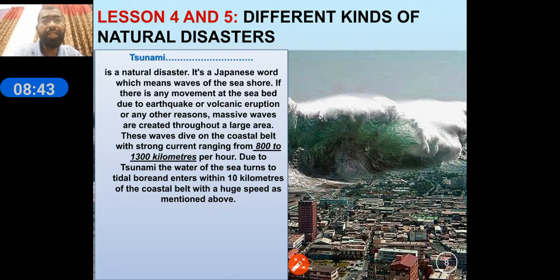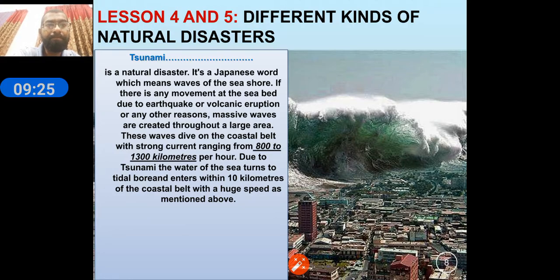Now, tsunami. It is another kind of earthquake under the ocean, and tsunami is a natural disaster. This word has come from a Japanese word which means waves of the seashore. If there is any movement at the seabed due to earthquake or volcanic eruption or any other reasons, massive waves are created throughout a large area, then we call it tsunami. And its velocity is very dangerous.